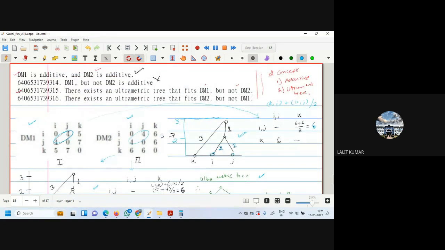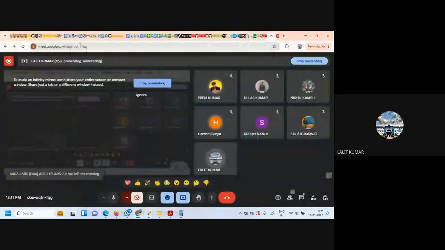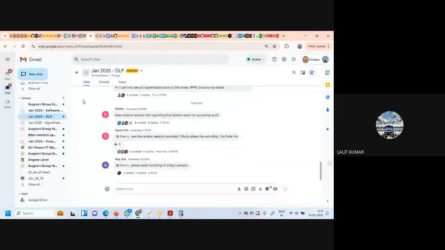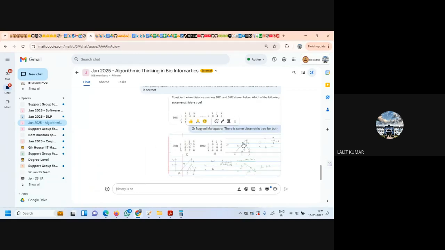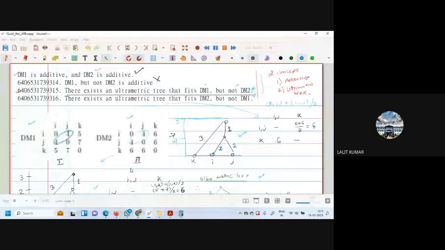So this question, for this third and fourth part which is there, I have asked Suganya in the G space. Let me check whether she has answered or not. She has not answered. So if she answers back, I will post in the WhatsApp. Otherwise, for me, only option 1 is correct. Rest all options are incorrect. Is that okay?